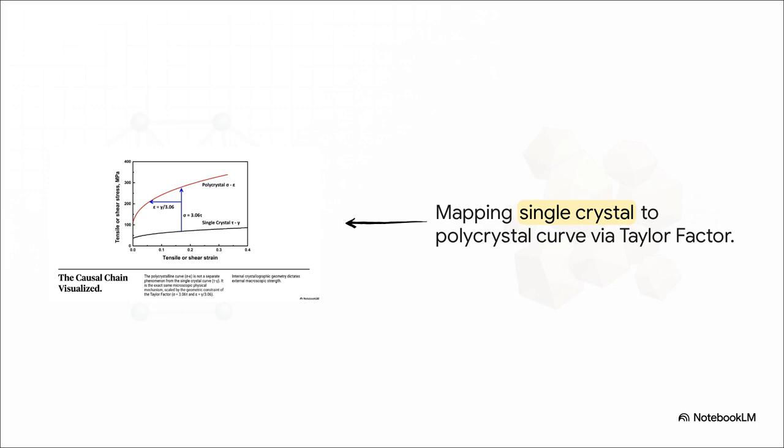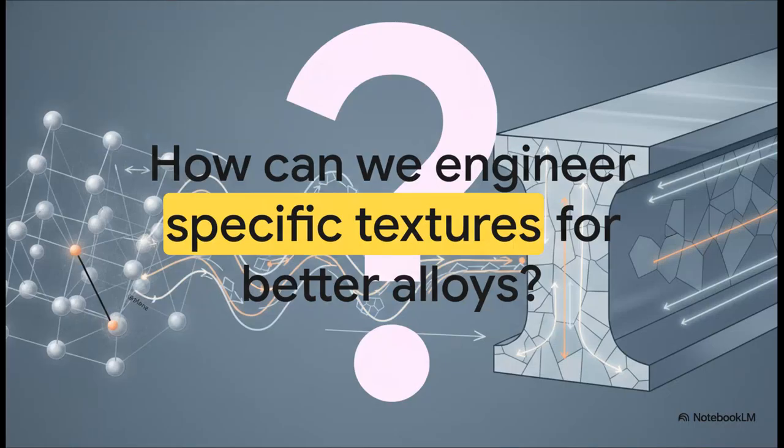Synthesizing our entire causal chain, the polycrystal stress-strain curve is not a separate physical phenomenon from the single crystal curve. They are intrinsically linked. It is the exact same microscopic physical mechanism, dislocation glide, scaled mathematically by the geometric constraint of the Taylor factor. Macroscopic stress is simply single crystal shear stress multiplied by 3.06. Internal crystallographic geometry strictly and mathematically dictates external macroscopic strength. We have established an unbroken mathematical chain today, starting from a single atomic slip plane all the way to the yield strength of a massive steel beam.